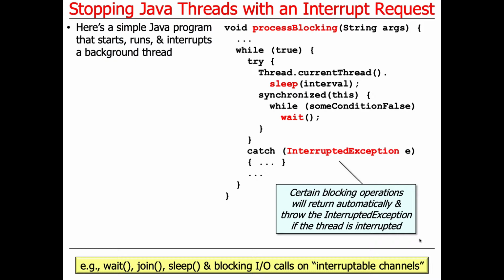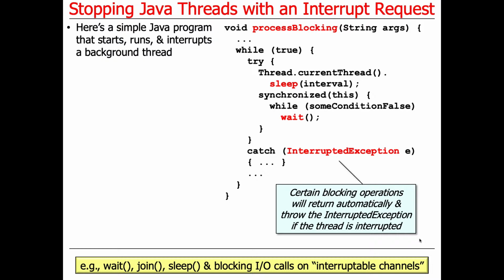So as you can see here, this method will basically sleep for some amount of time. It might wait for some amount of time, and sleep and wait are two methods, as you may recall, that cause the thread to block because they're going to make you stop and suspend yourselves. Now, the interesting part here is what happens if we're blocking in sleep or wait and the main thread interrupts us.